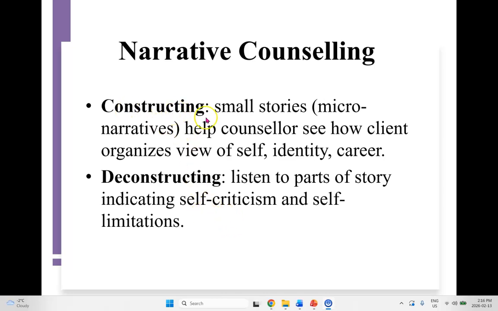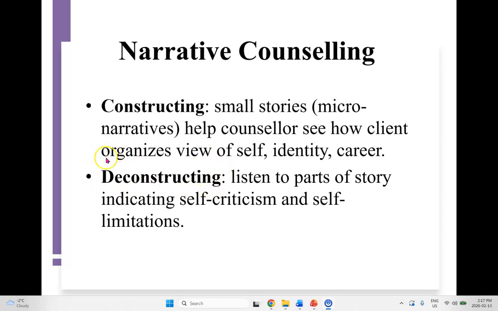So constructing is usually made up of small stories. The client will maybe tell you a series of stories about different jobs that they've held or experiences they've had. So these can be seen as micro narratives. And again, that idea of the dependable strengths activity is an example of that. It helps the counselor see how the client organizes their view of themselves, their identity, and their career. So in choosing these small stories, it tells you a lot about what's important to the client.